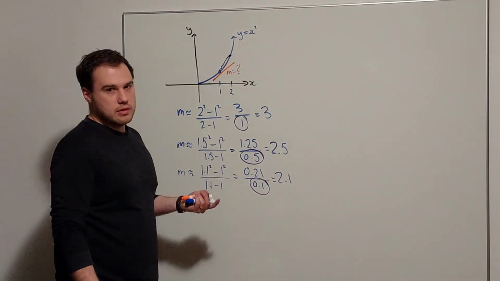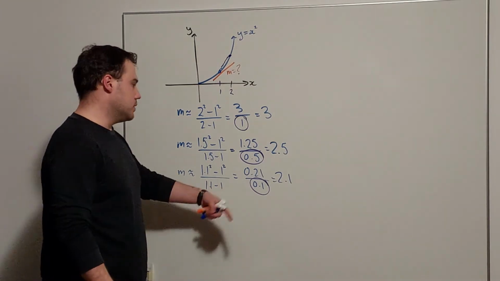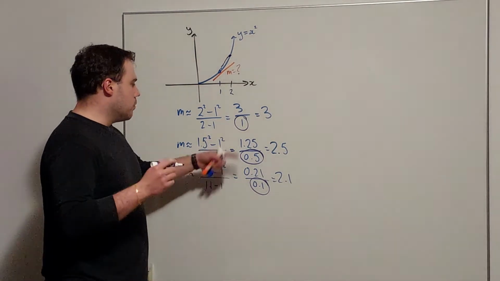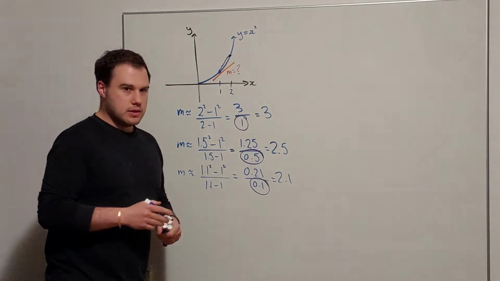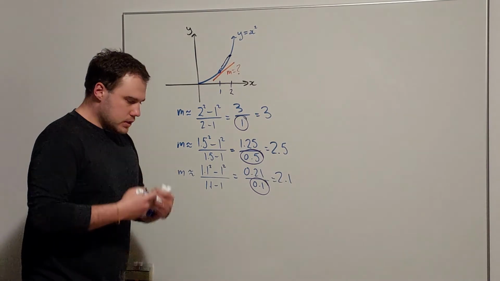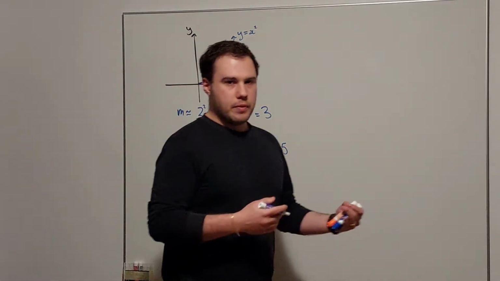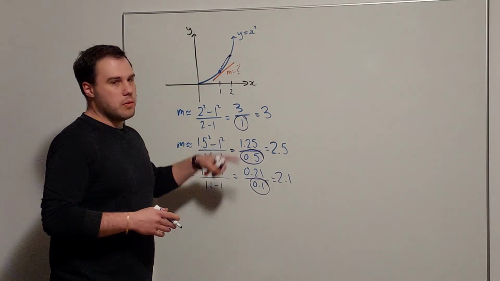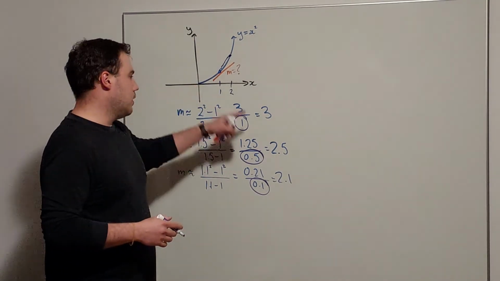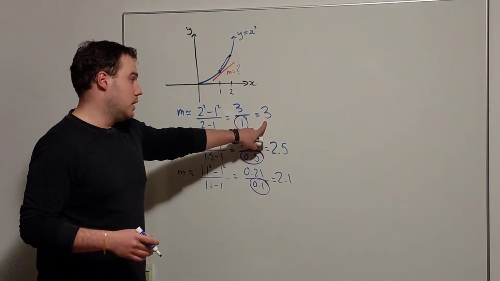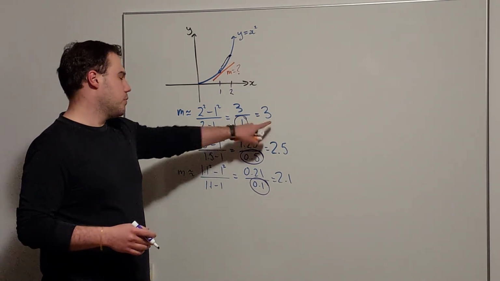0.5 was when we considered 1.5, and 0.1 was the gap when we considered 1.1. Right? So what we call this is the step size. Imagine we're starting at 1 and we take a distance of 1. That's here. And when we take the gradient of that line, we end up approximating the gradient of the tangent near 1 to be 3.